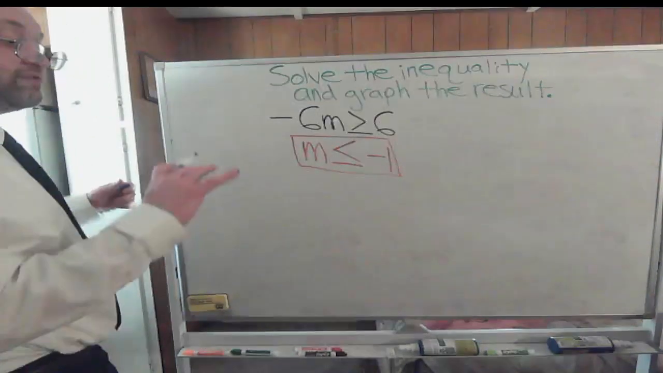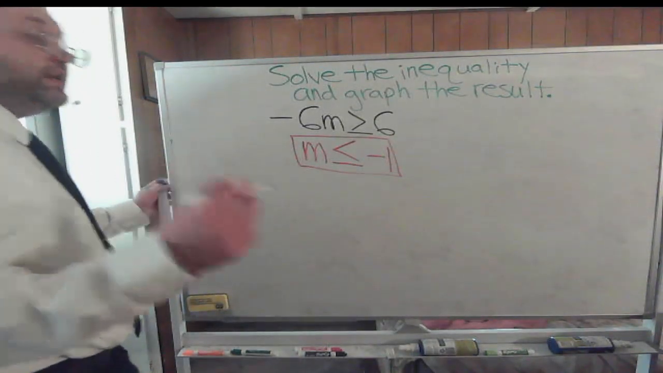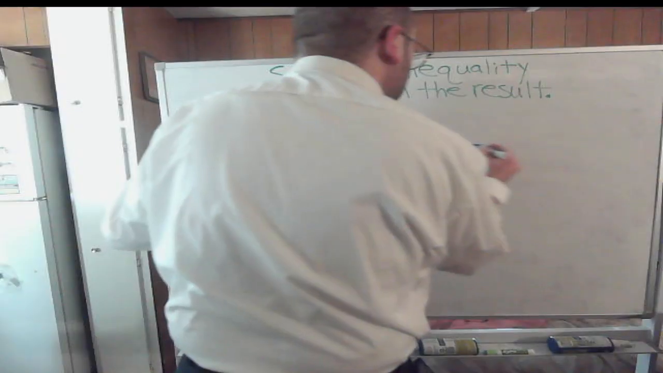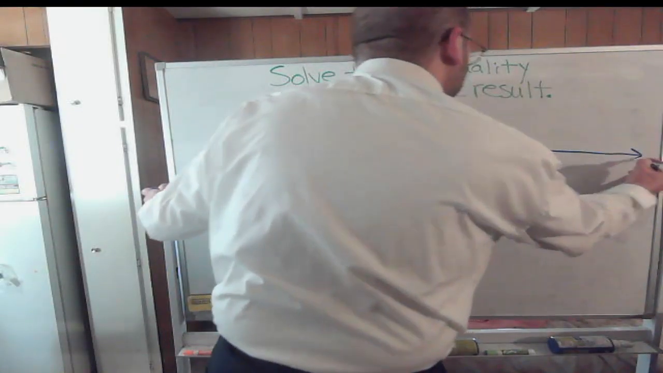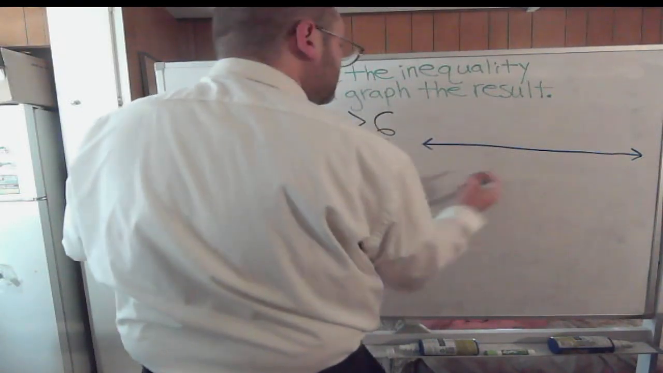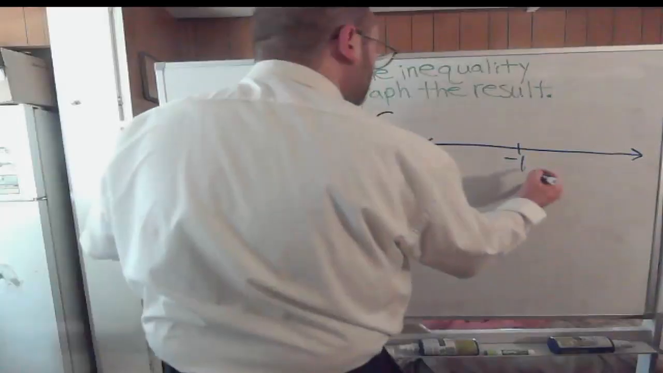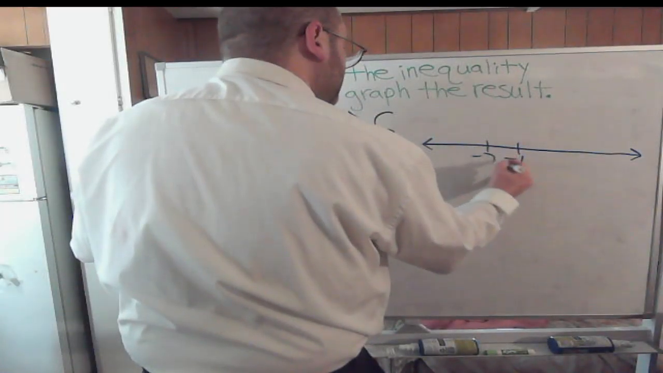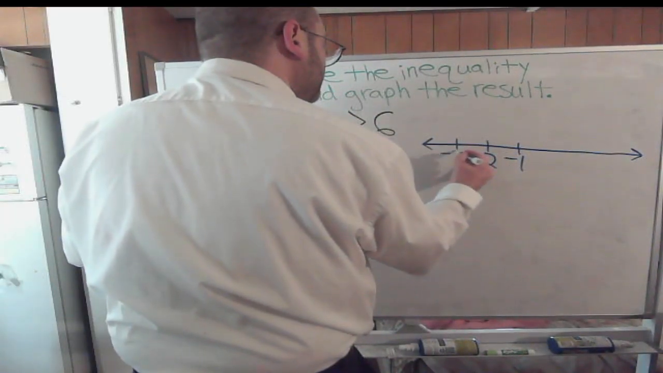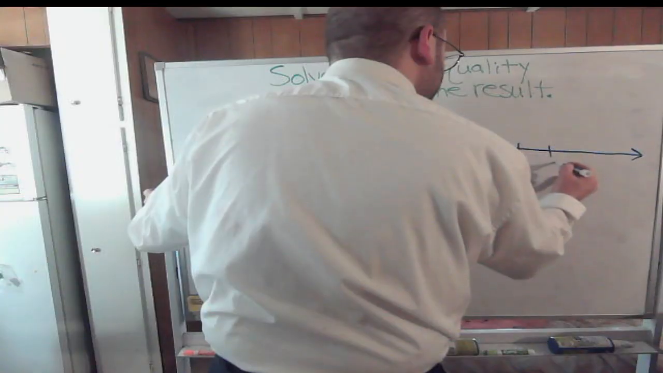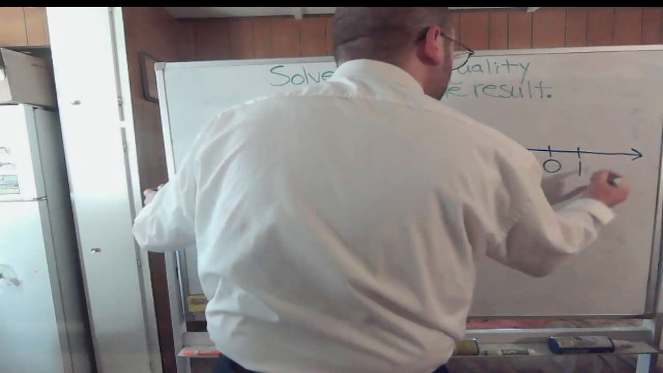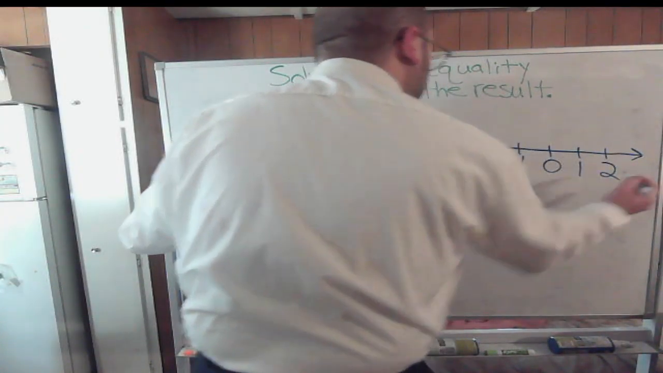Well, how do you graph a less than or equal to? So it's not too different. We'll put the negative 1 in the middle. And let's do negative 2, negative 3. We'll do 0, positive 1, and positive 2. Okay.